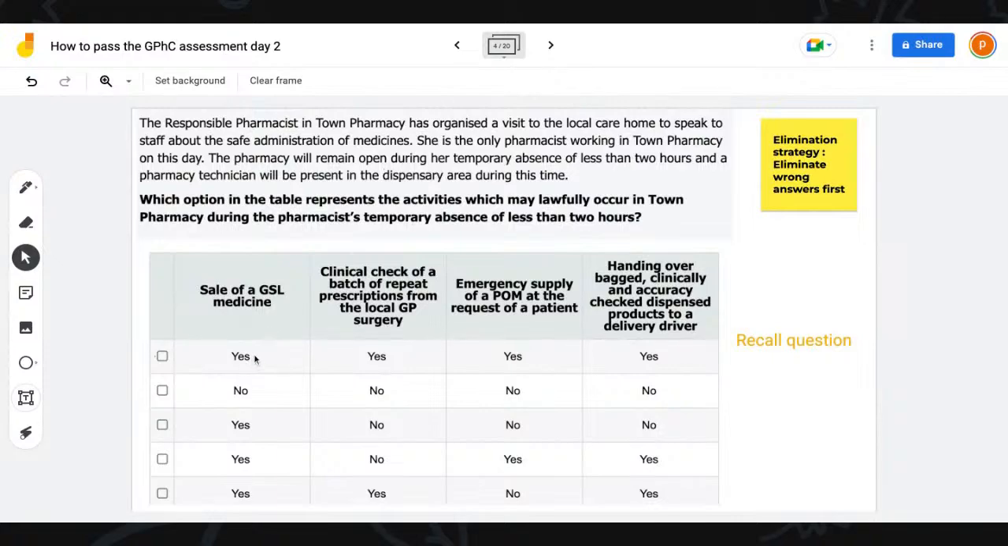If we look at this question, we're trying to find out which option in the table represents the activities which may lawfully occur in the town pharmacy during the pharmacist's temporary absence of less than 2 hours. So it's not just about getting the answer right. It's about getting the answer right in a very short time. Does that make sense? Strategies are not just about getting the answer right.